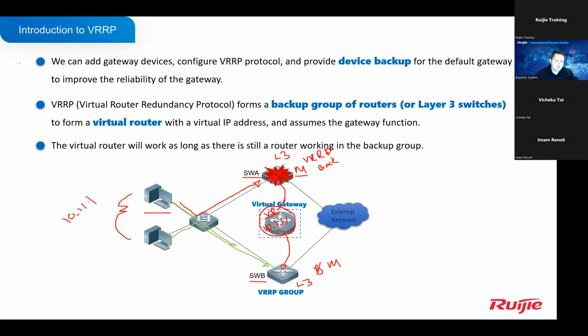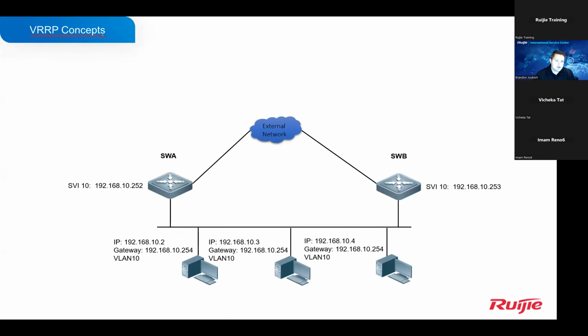So that's the VRRP concept. This is how you would actually configure VRRP. If you look at this topology here, I think the first thing that we need to note is we need to take into consideration what is here. We can see that there are 3 PCs and all of these PCs are configured on VLAN 10. Now that these computers are configured on VLAN 10, we look at their gateways and we can see their gateway is 192.168.10.254. But if we look at our layer 3 switches, we can see that not one of these 2 switches has that IP address.